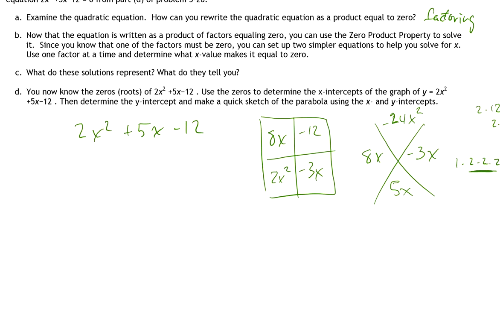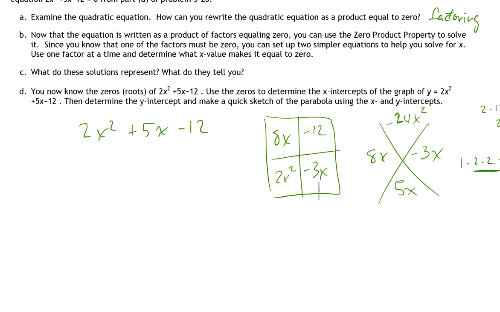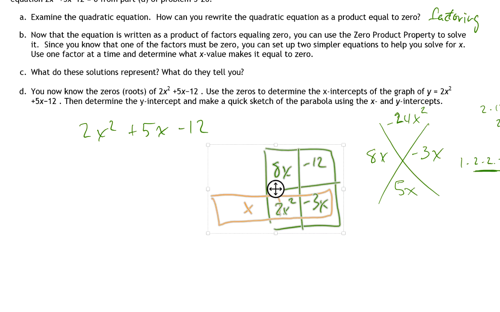So what I'm going to do now is, if I look at this, the common factor of these first two terms is just an x. Let me pull this down and move this down a little bit. The common factor of these two is 2x. And I always do those two in that order first. So I brought out an x and I brought out a 2x.